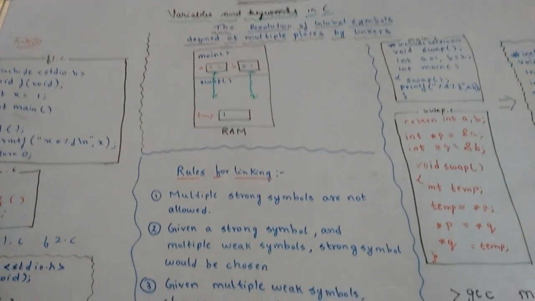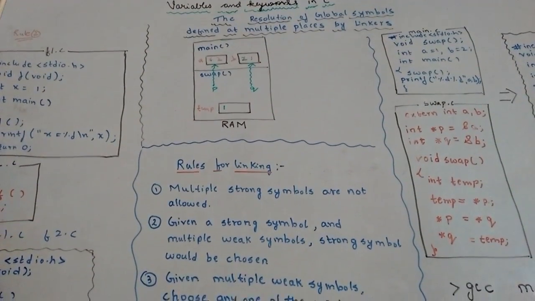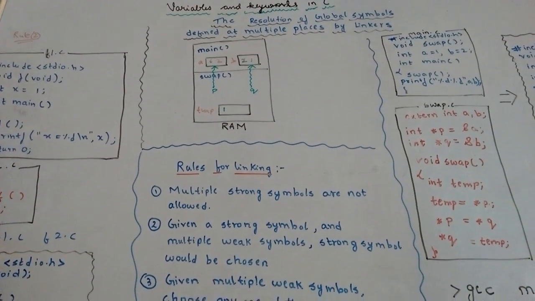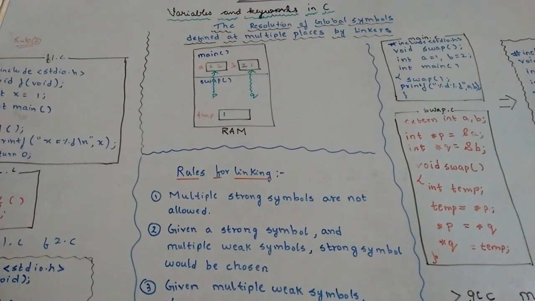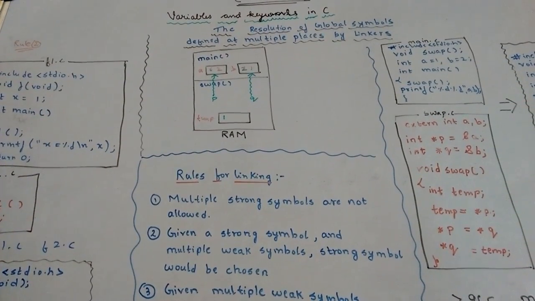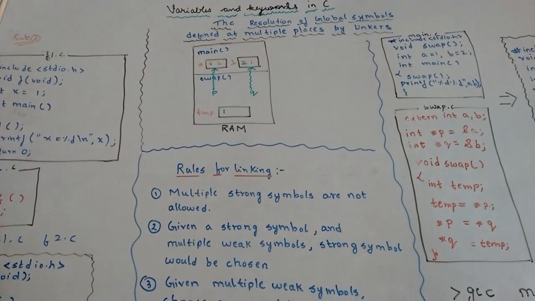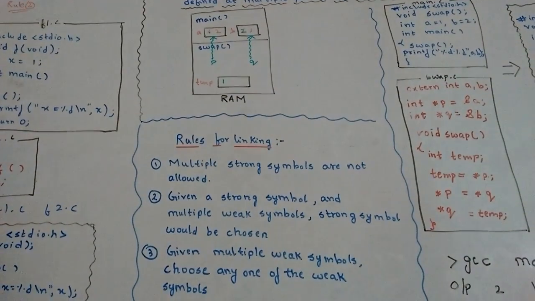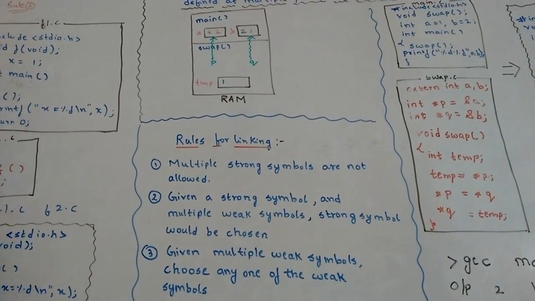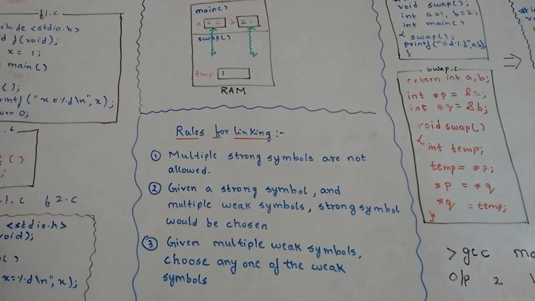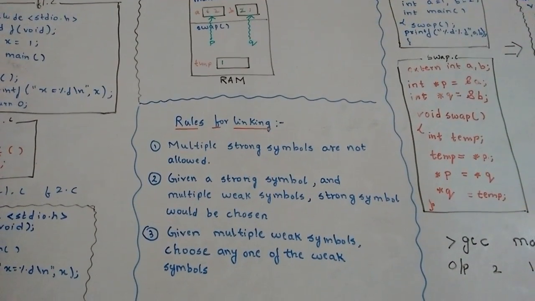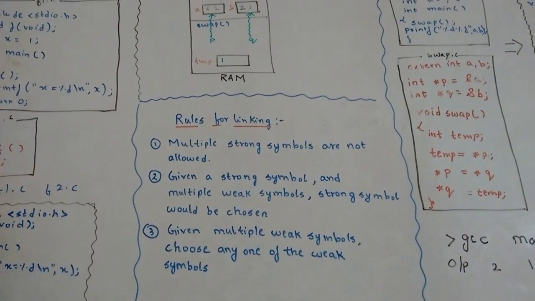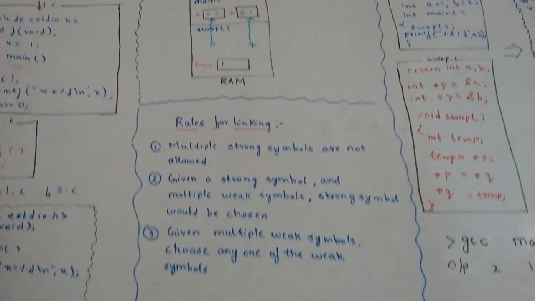Hello friends, welcome to the last lecture on this third chapter, variables and keywords in C language. We were discussing the resolution of global symbols by linkers. We also discussed the three rules, and strong and weak variables. I think we finished discussing rule 1 with an example, and rule 2 and rule 3 we will be discussing now with an example.